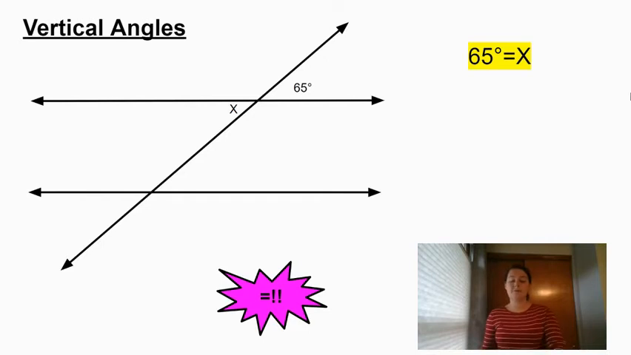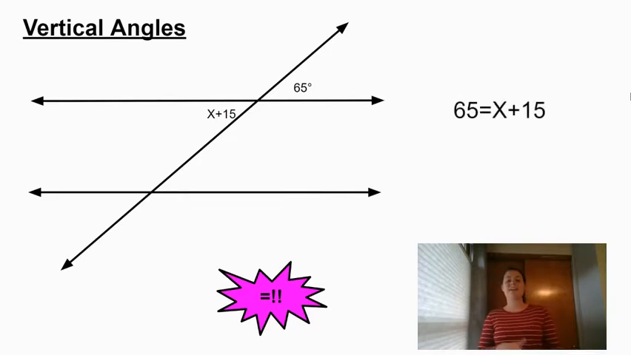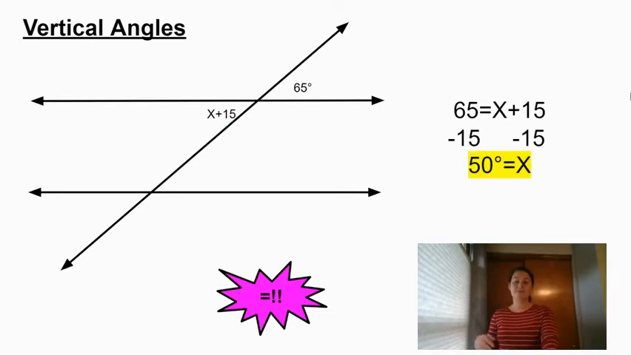Now, let's take it a step further and look at something a little bit harder. You have 65 and x plus 15. Now, what do we know about vertical angles? They are congruent. So when you see those two, are you going to set them equal to each other? Yes, because they are congruent, they get set equal to each other. So 65 equals x plus 15. Now, what is the first step in solving this equation? Subtract 15 from both sides. And 65 minus 15 is 50. So 50 degrees equals x.